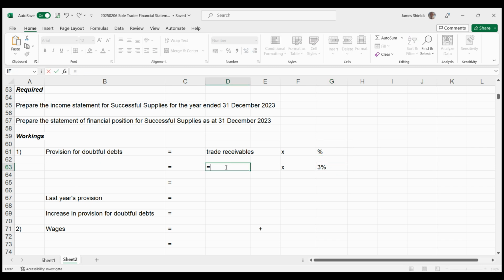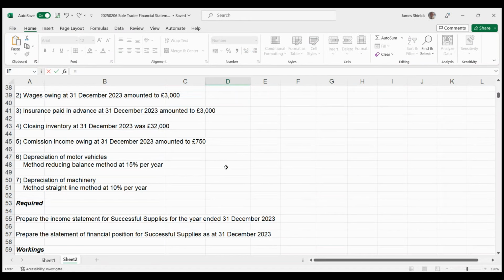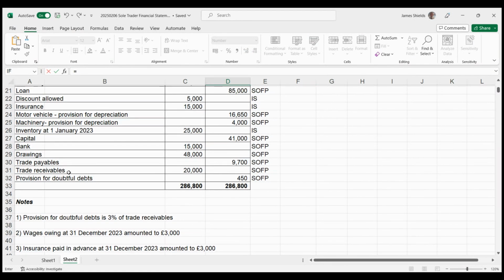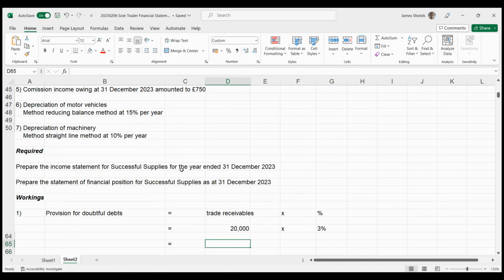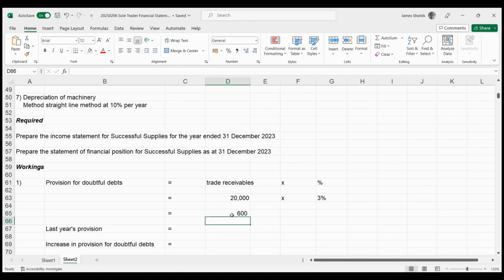The trade receivables figure, we want to go back to our trial balance. We look for trade receivables, and here they are. So that's £20,000. So the provision for doubtful debts at the end of the current year is the £20,000 times the 3%. That gives us £600. So that's our provision at the end of the year. I'm just going to highlight it like that. We're going to use that later on.